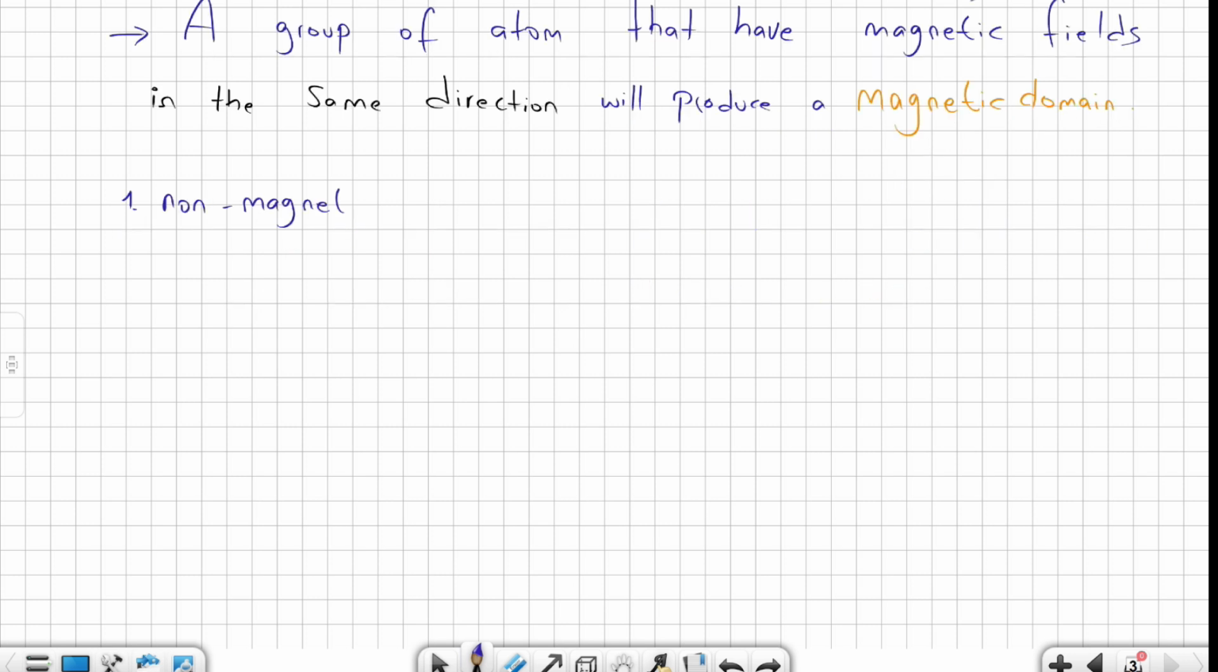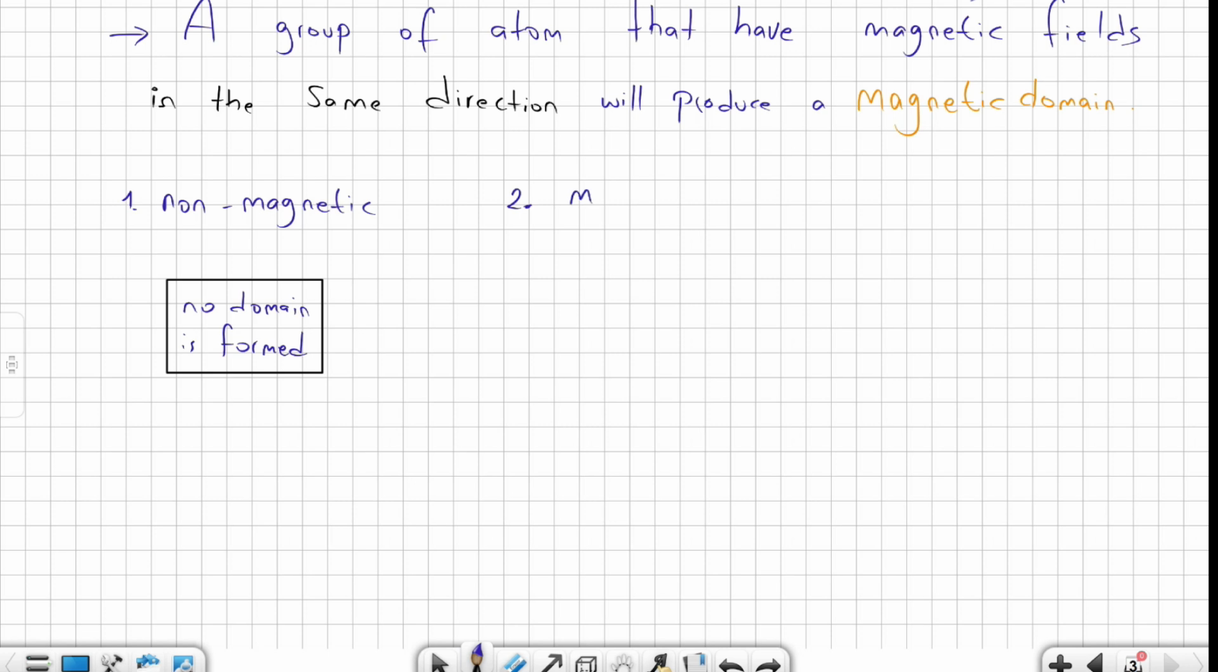We have three types of materials. The first one is called non-magnetic materials. It is the materials that have no magnetic field. And they cannot be magnetized either because there is no produced domain, so they don't have any domain at all. So no domain is formed in the non-magnetic materials.